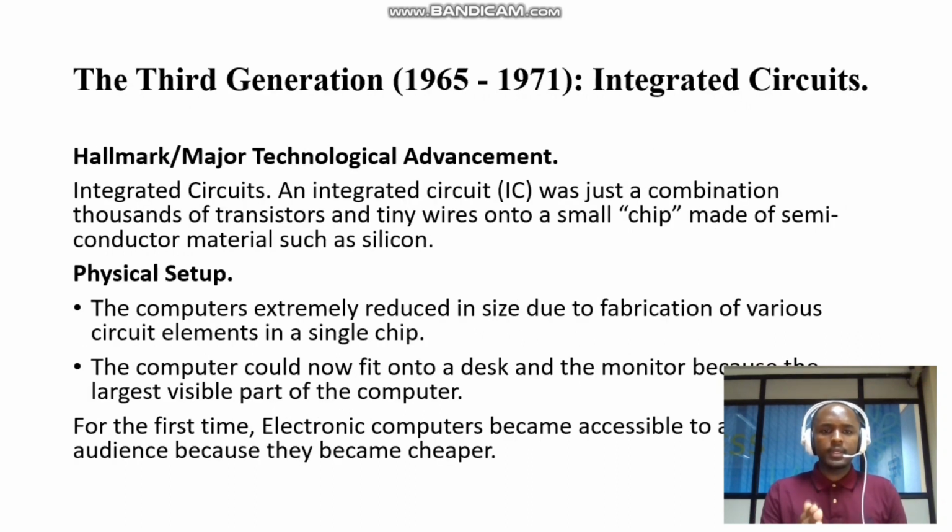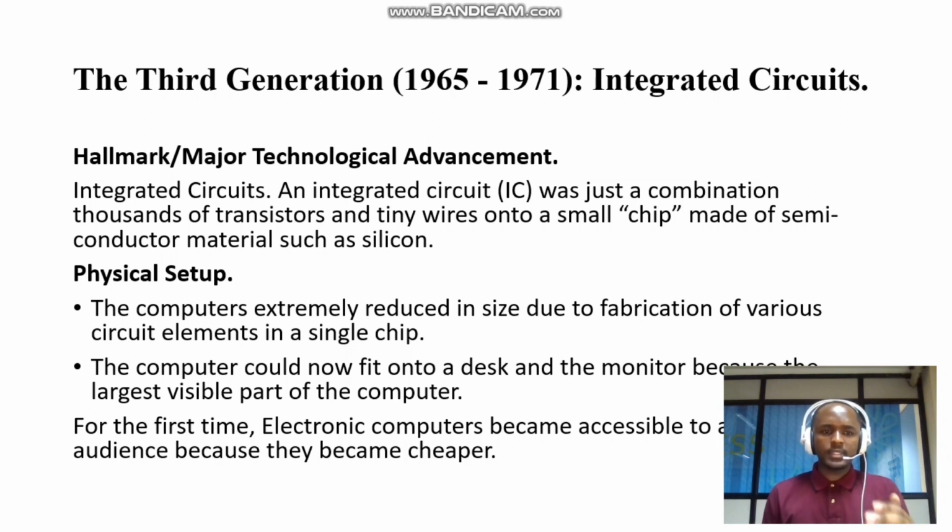Then the third generation, between 1965 and 1971: integrated circuits. The major technological advancement was the integrated circuit, which was just a combination of thousands of transistors and tiny wires onto a small chip made of semiconductor materials such as silicon.